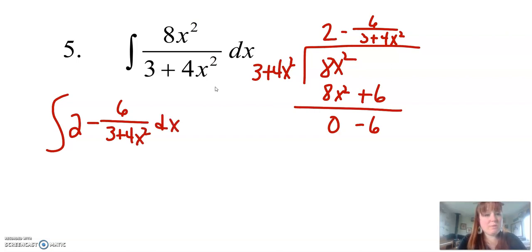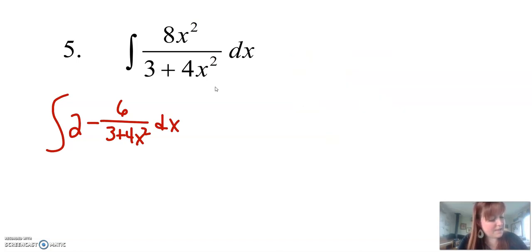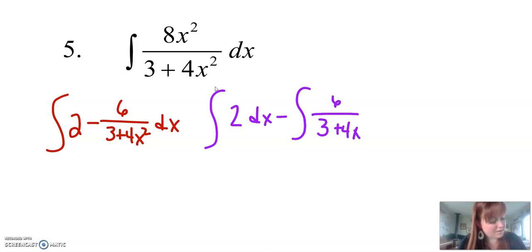Okay, so we can rewrite this as 2 separate integrals, right? The integral of 2 dx minus the integral of 6 over 3 plus 4x squared dx. So this first one's really easy because the integral of 2 with respect to x is just 2x. So this is just 2x plus c. The second one is not so easy because we don't know how to do this, right? Because there's not an x on top. Well, we do know how to do this. We learned just today. This is a trig substitution.